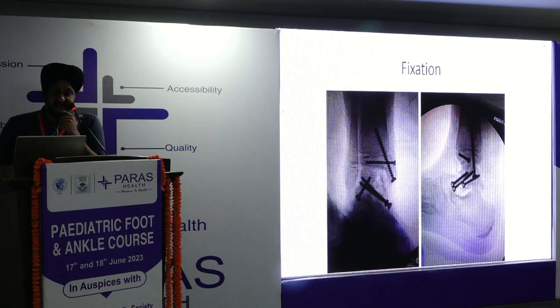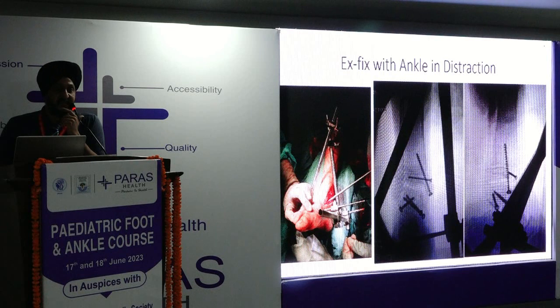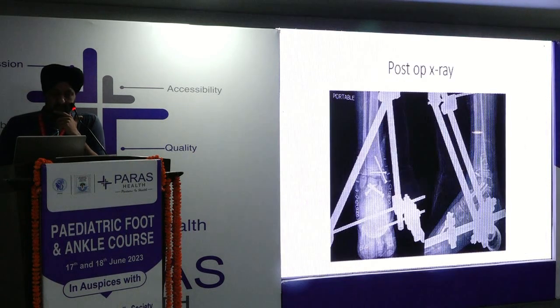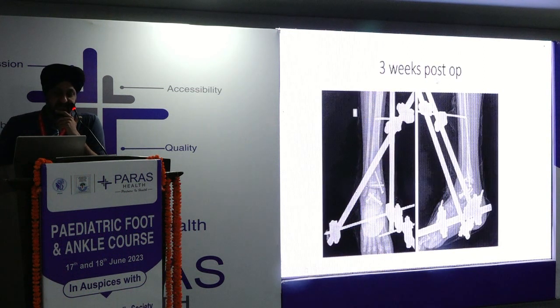So that is just the intra-op images, and of course I added a fixator just to keep it in a little distraction mode. Those are the post-op images, immediate post-op. And then when I was about to remove the fixator, this is at 3 weeks post-op.